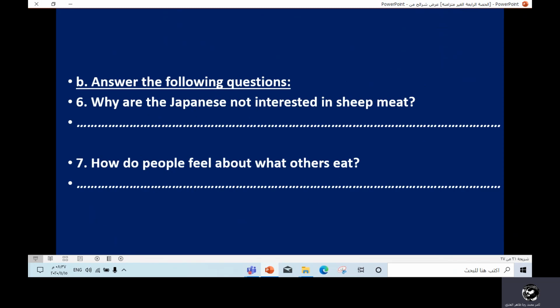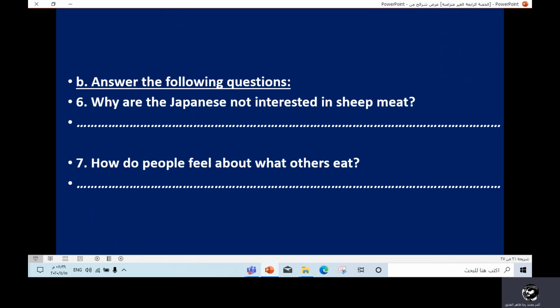Now let's move to the second type of questions in reading comprehension. Why are the Japanese not interested in sheep meat? It is a productive question, okay? As I said before, to identify the answer, you have to identify the keywords of this question. What are the keywords here? Look at here. We have Japanese and we have sheep. So which paragraph was talking about Japanese and sheep?